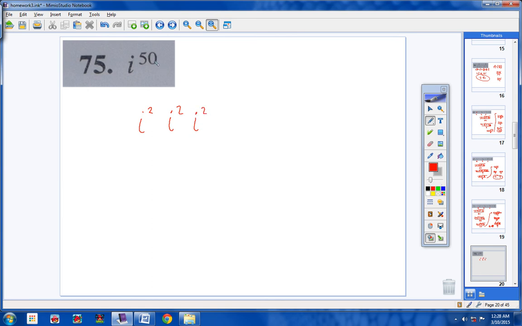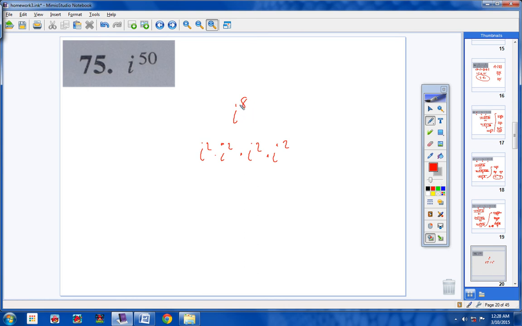How many of these i squareds would we have to write to get i to the 50? In other words, let me break this down for you, make it really easy. If I had i to the 8th, that would be the same thing as i squared times i squared times i squared times i squared, because you're multiplying like bases: write the base once and add your exponents. You guys know that.